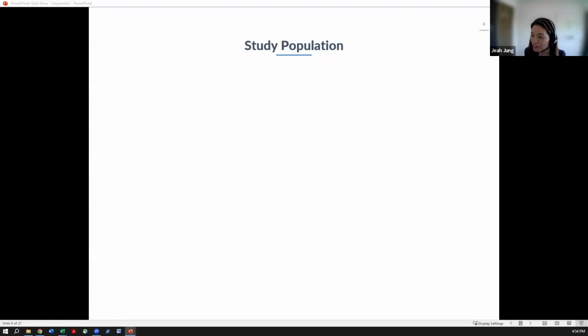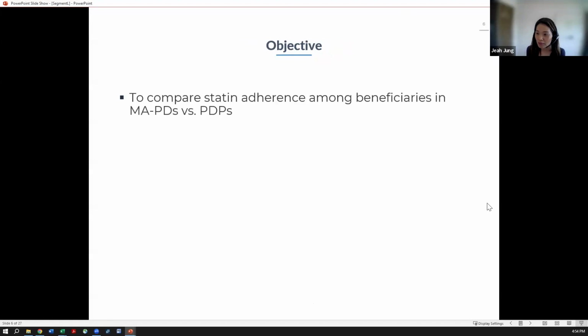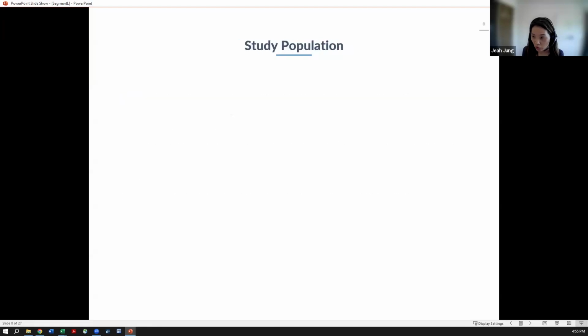Can you repeat the question again? Okay, so what is the study question here? The study objective here is we're going to compare statin adherence between MAPD and PDPs. And in order to answer this question, how would you go about it? How would you define your study sample? That was the question. Right, and somebody answered here.